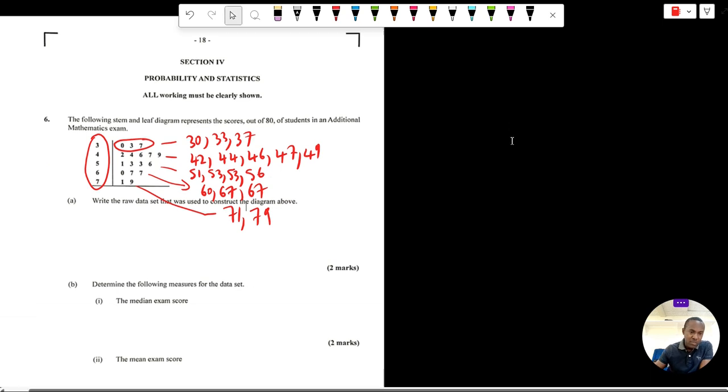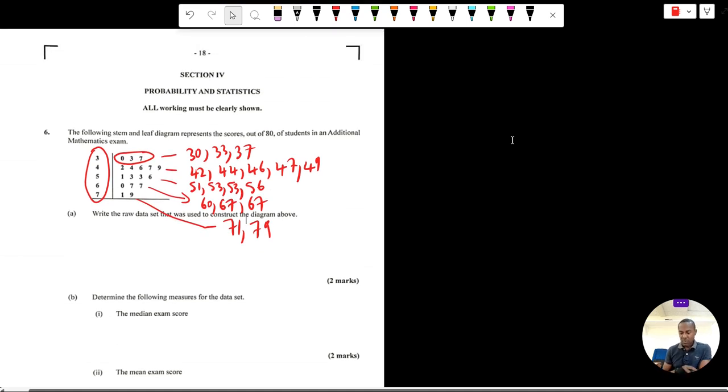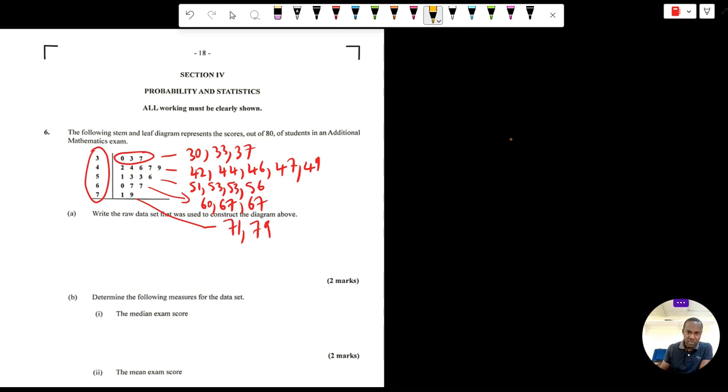Now, the next part of the question says, determine the following measures for the data set, the median score. Now, what is a median? The median of a set of scores is the one that occurs in the middle. And for us to determine the median, the scores must be written in order. They can be written in either ascending order or descending order, but they must be written in order. If the scores are just random, then we will not be able to accurately determine the median. And so if we're given a set of raw scores and we wish to determine the median, the first thing that we should do is to arrange the scores either in ascending order or descending order.